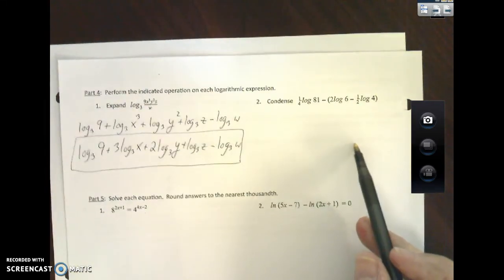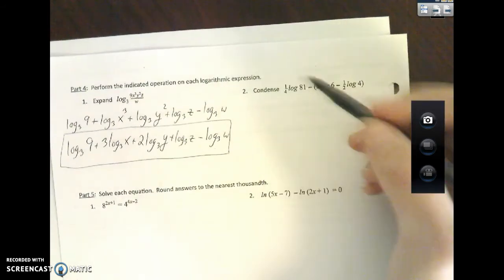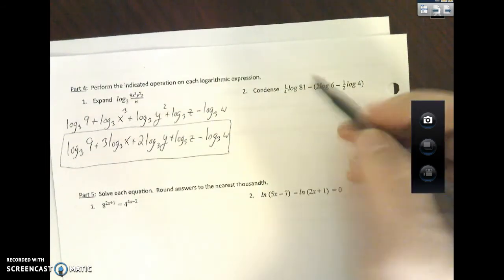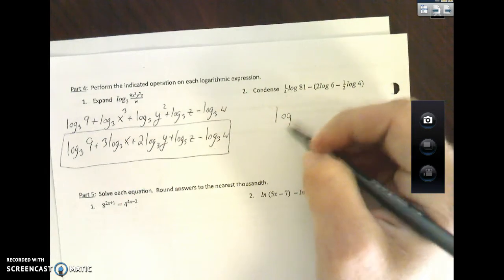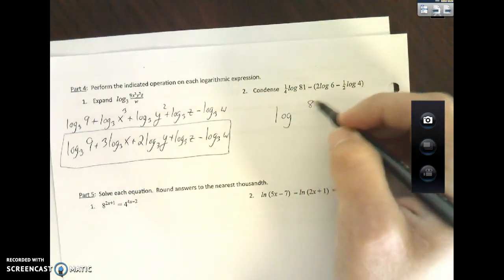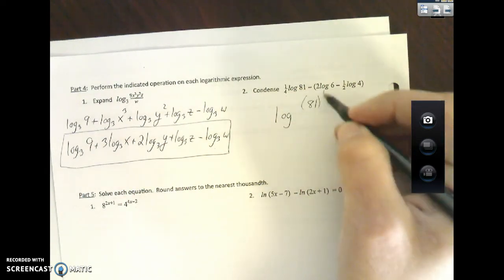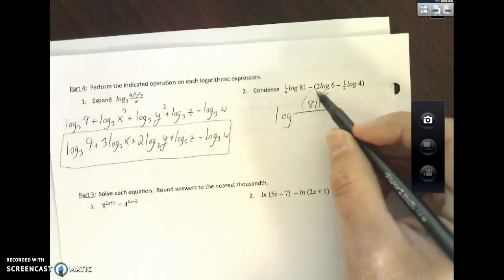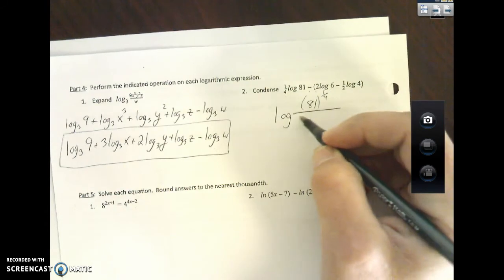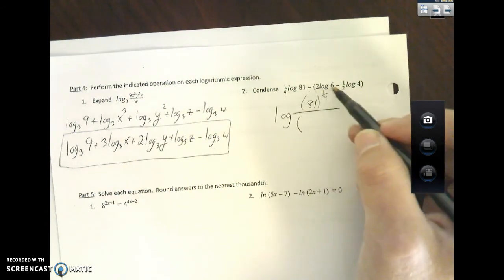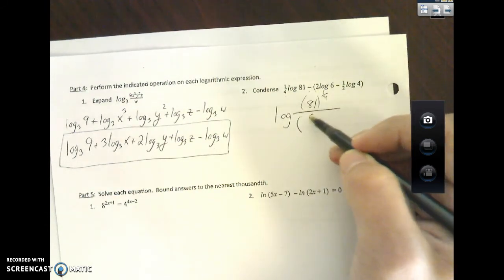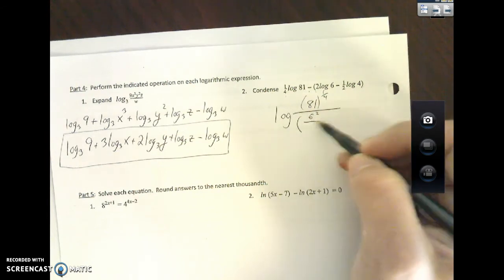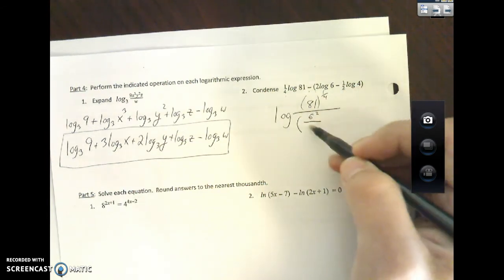Number 2, we're condensing, doing the reverse. So the thing out here is your exponent. When I rewrite this, I have log of 81 raised to the 1/4 power. Minus means divide. You see how I have parentheses around this entire thing? Let's throw parentheses around this entire thing. 6 to the 2nd power divided by 4 raised to the 1/2 power.